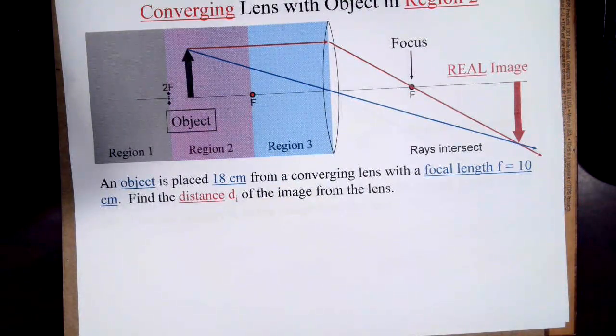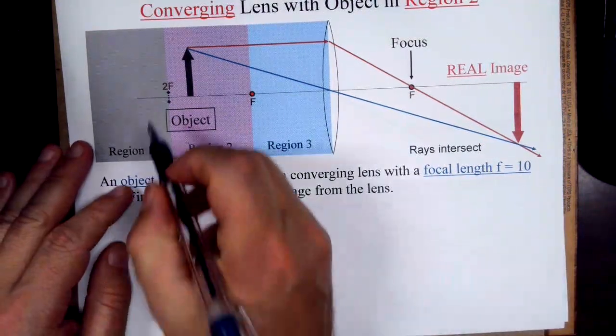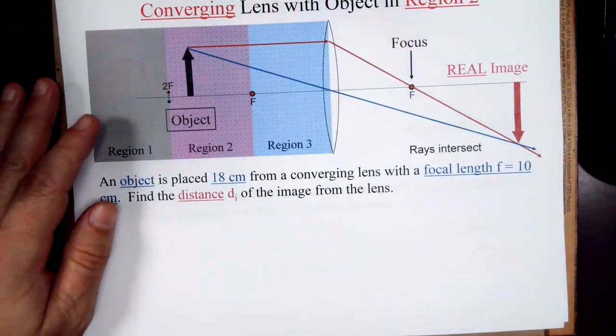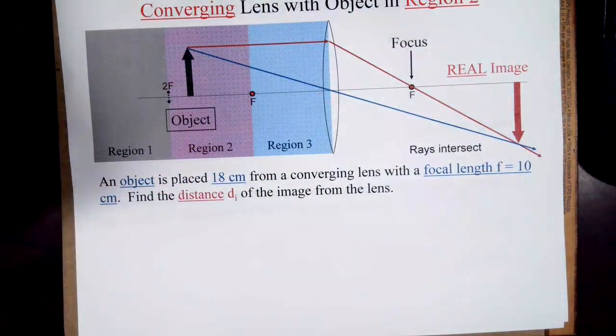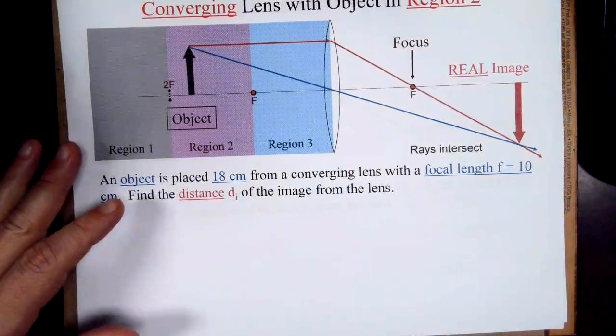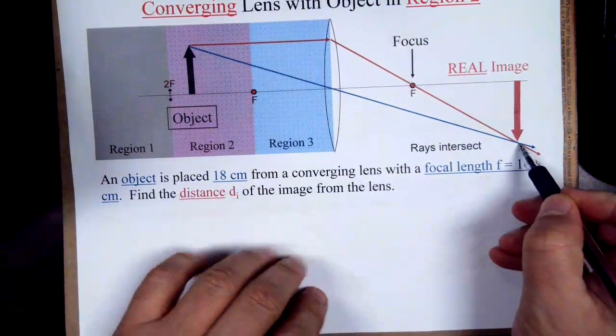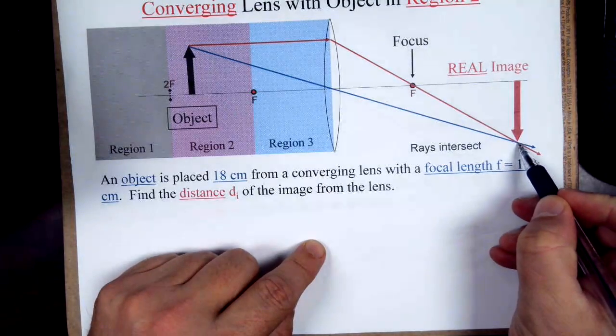Okay, let's move our object in. I'm going to skip the double focal length. So now we're in region 2, where we are in between the focal length and 2 times the focal length. In this case, we've got our image. It looks like it's on the opposite side and it's inverted.